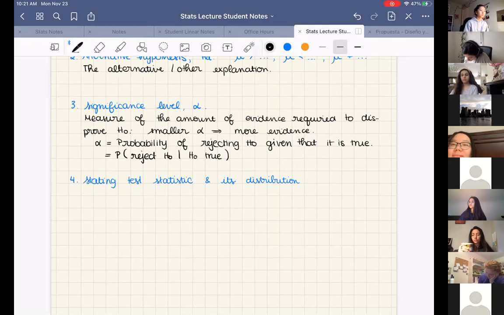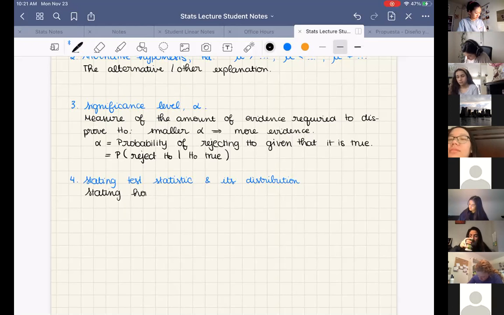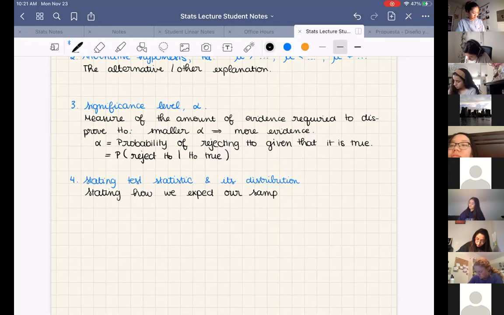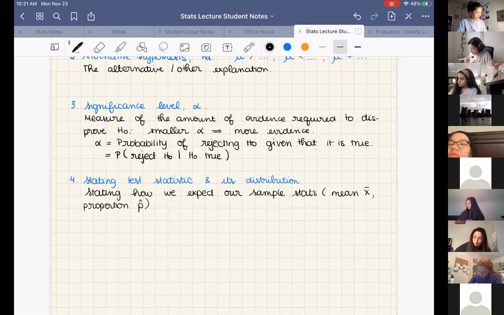Okay, so here what we're doing is stating how we expect our sample statistics, whether that is a mean or a proportion p hat, to behave. Okay, so to behave or to be distributed.